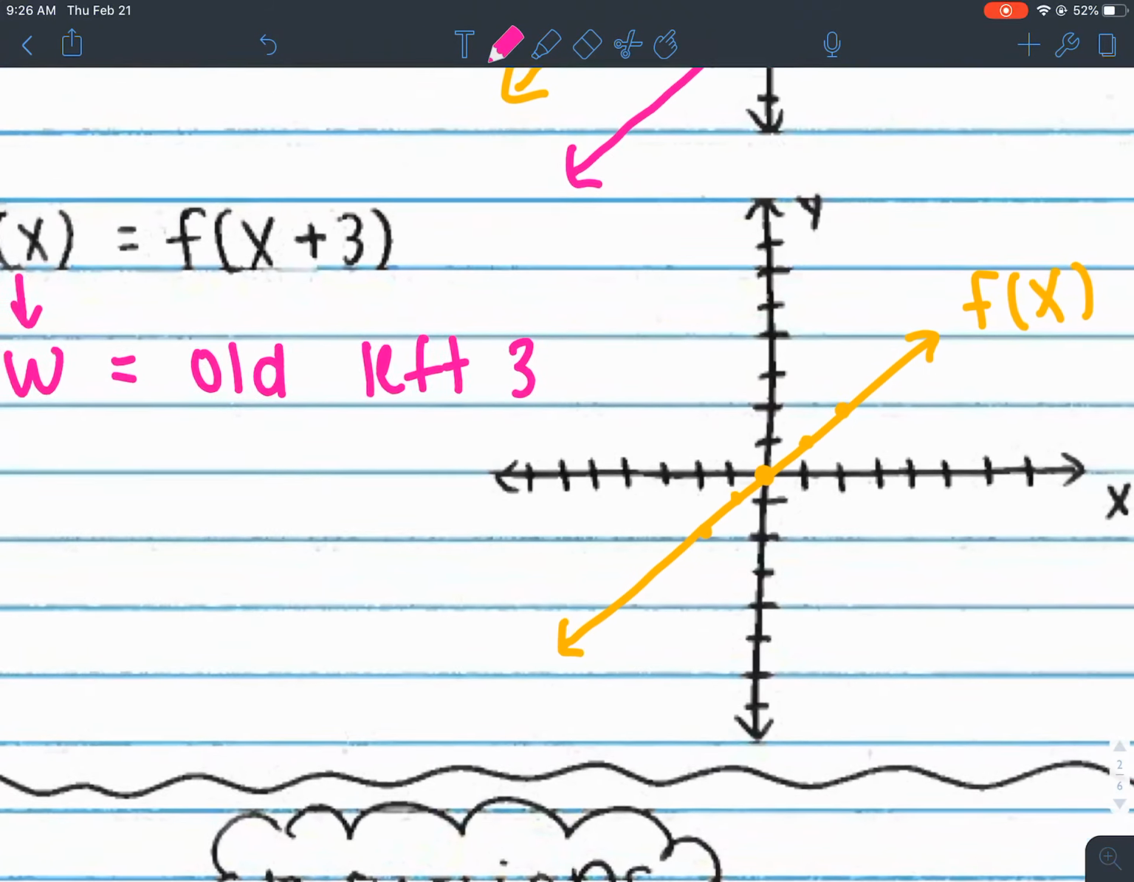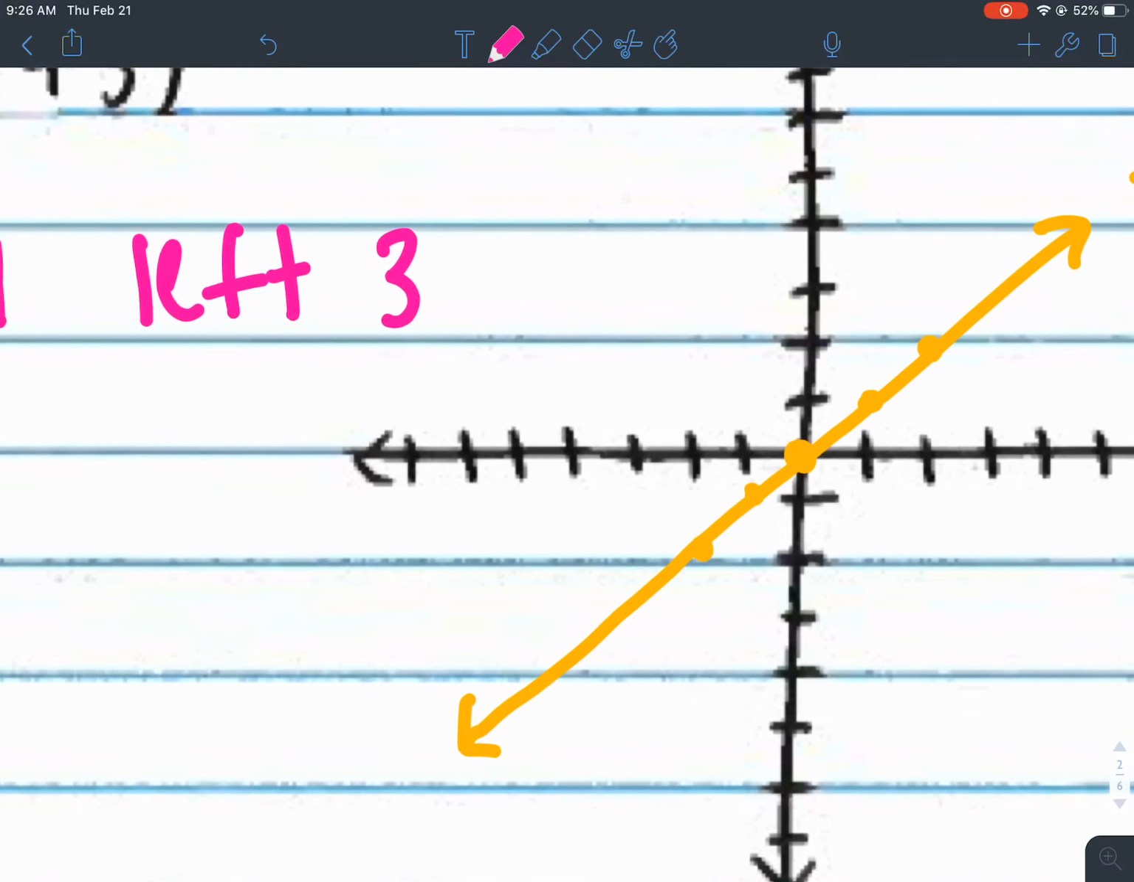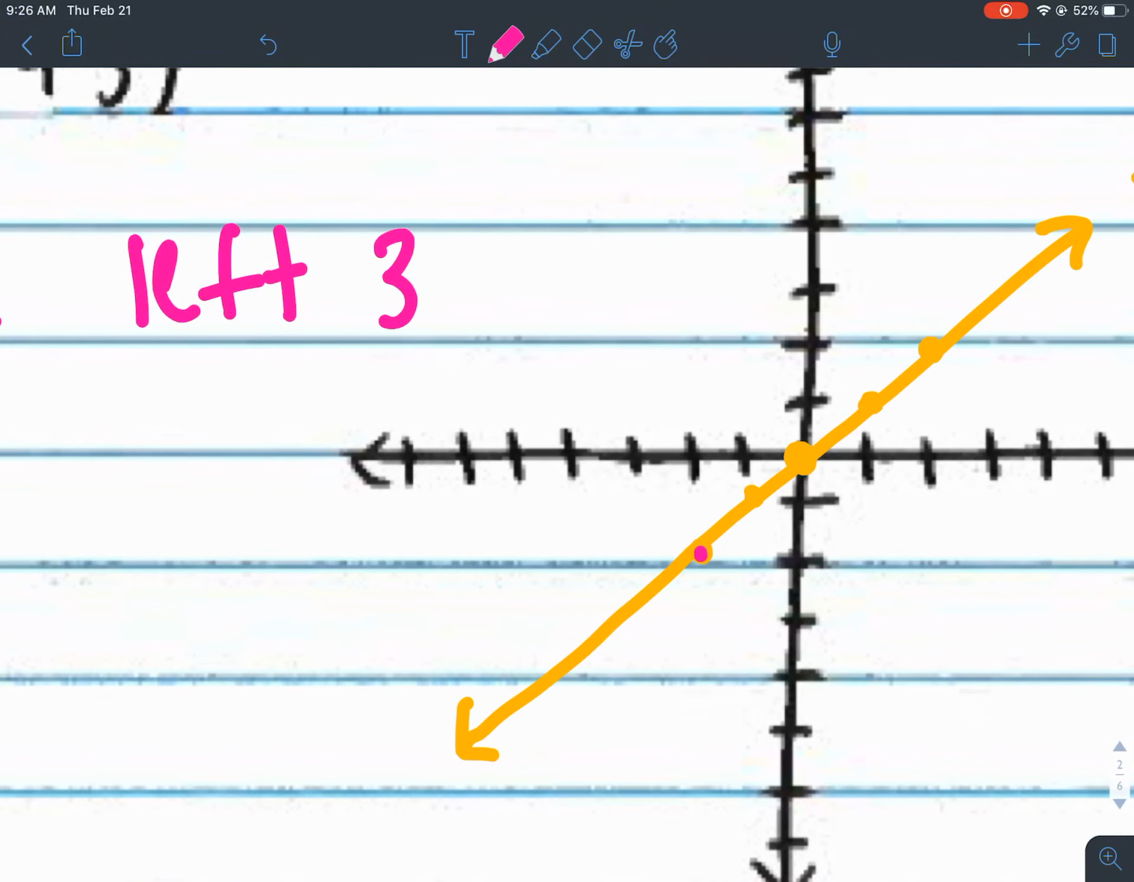Okay, so you're going to take your old function and move everything to the left 3 so that you can have your new function. So I'm going to start at this point right here, and I'm going to go to the left. So I have 1, 2, 3. And again, you go straight over.